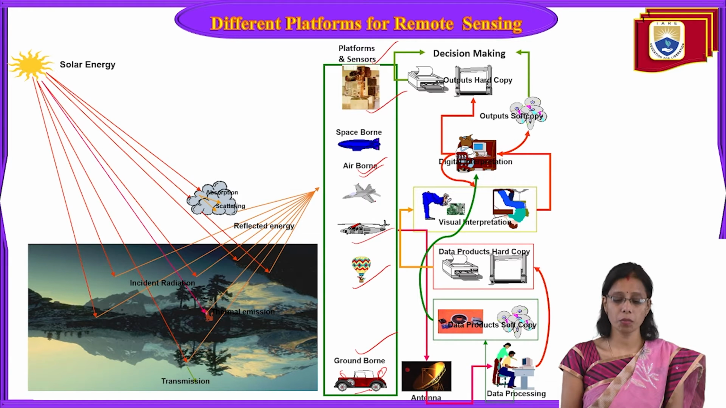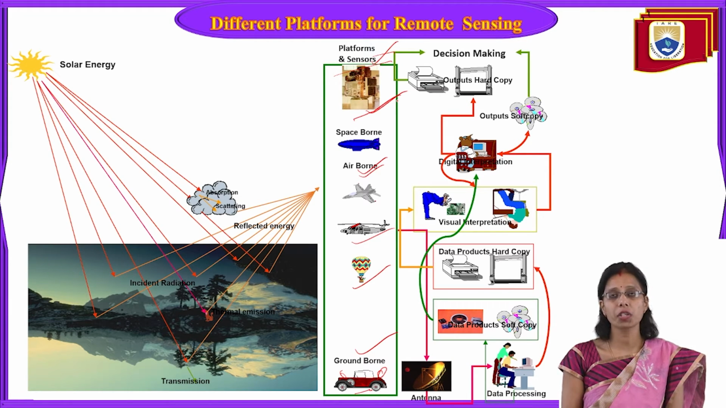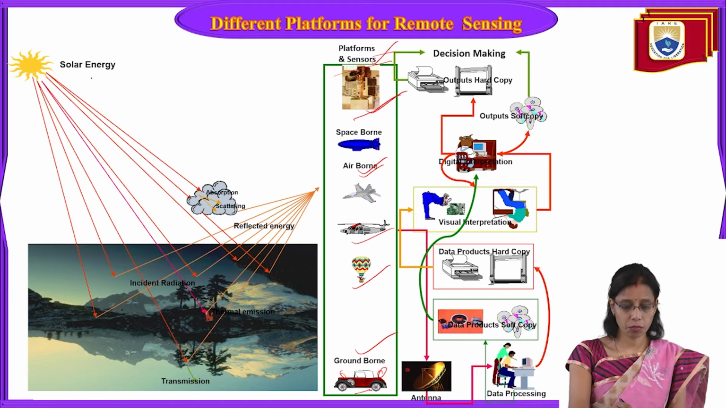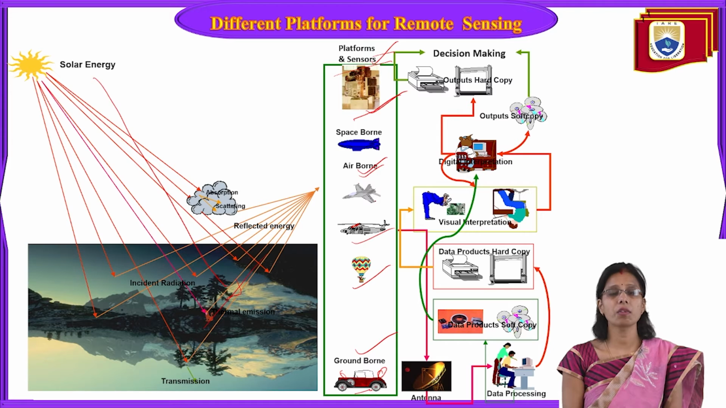Now, basically, we are talking about the remote sensing of the space platform. The space platform has platforms and sensors. It has a satellite, and the satellite has a sensor attached to it, which will capture the ground information without touching the object. So these are the platforms we have. Solar energy will be falling on the target and it will be reflected back and captured based on the platforms we use.